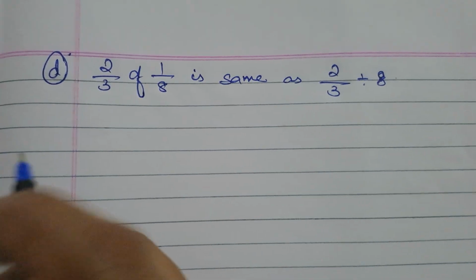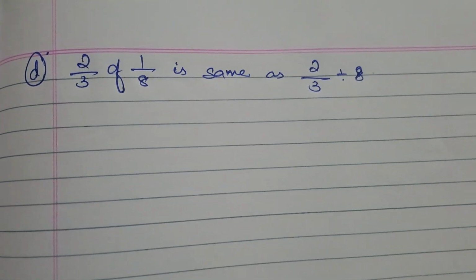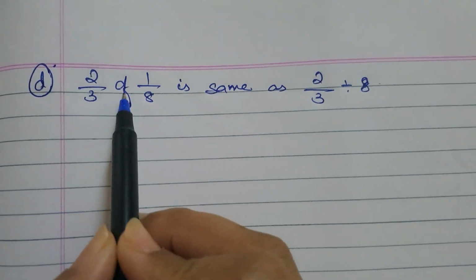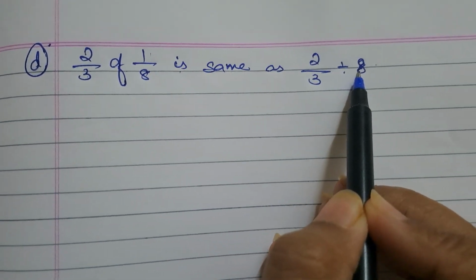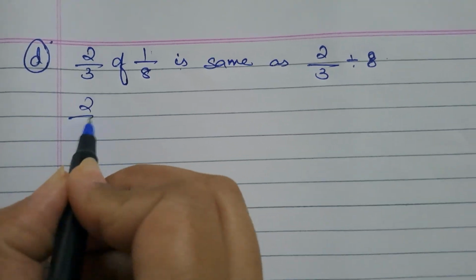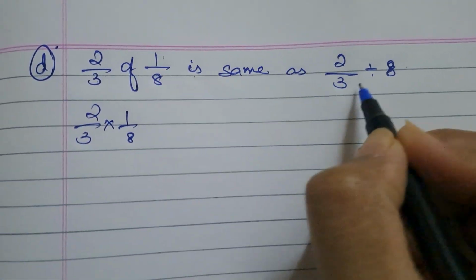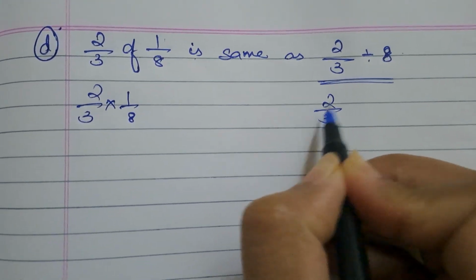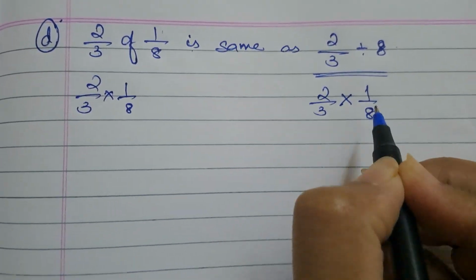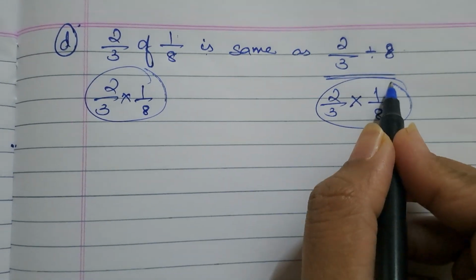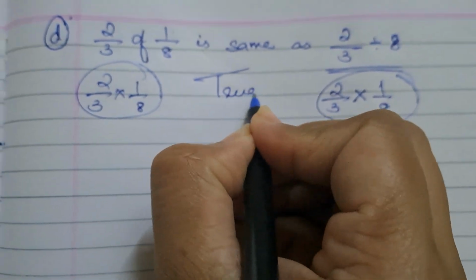Okay, now let's look at this question over here. It says true or false: 2 by 3 of 1 by 8 is the same as 2 by 3 divided by 8. Okay, so I know this is 2 by 3 times 1 by 8. Now what will this be? When I want to simplify it, division goes to multiplication and the reciprocal comes. Yes, they are exactly the same, isn't it? So the answer here will be true.